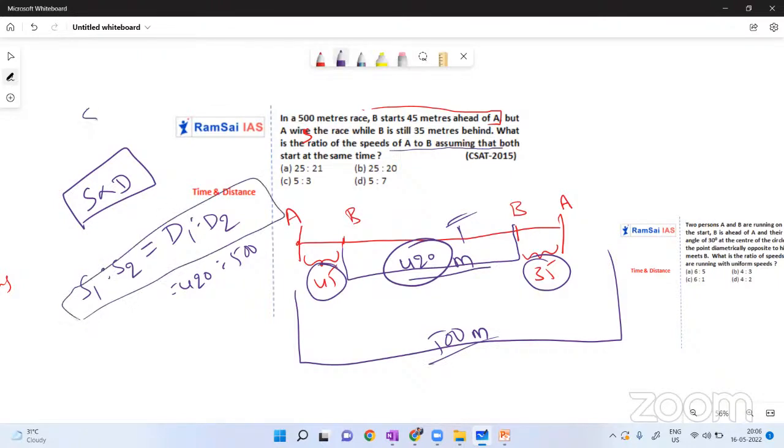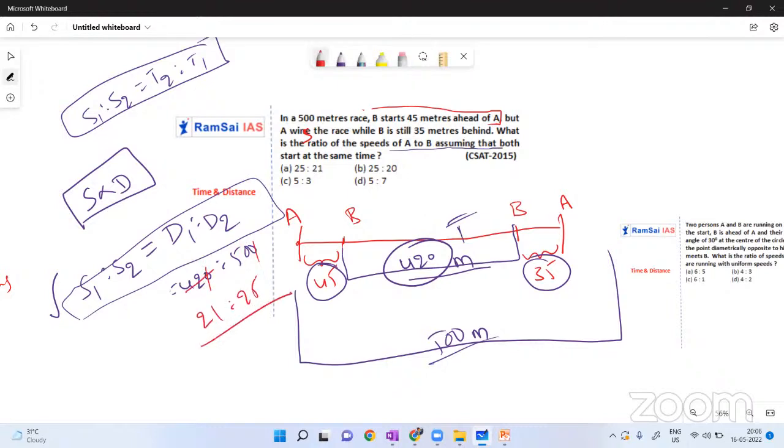You should consider s1 is to s2 equal to t2 is to t1, because t and s are inversely in proportion. See, for this question, yes, we are going with this one only. S1 is to s2 equal to d1 is to d2, as d and s are directly in proportion. So how can you calculate? The zeros get cancelled, and 21 is to 25.